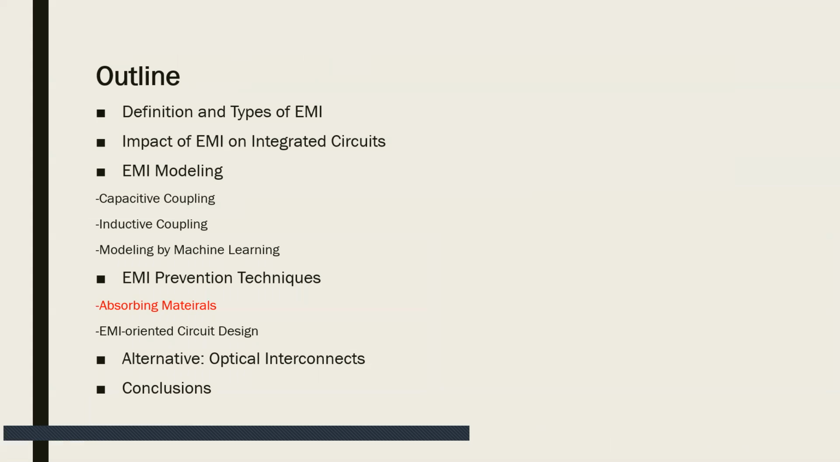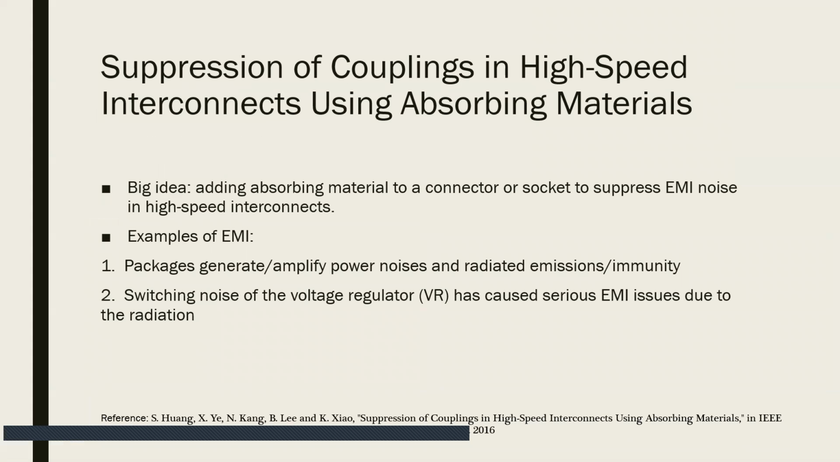Then we talk about the absorbing materials, which serve as an alternative to the metal shields. This paper proposes adding absorbing material to a connector or socket to suppress the EMI noise in high-speed interconnects. It mostly deals with situations where switching noise of the voltage regulator causes EMI issues due to the radiation or packages generating the power noises.